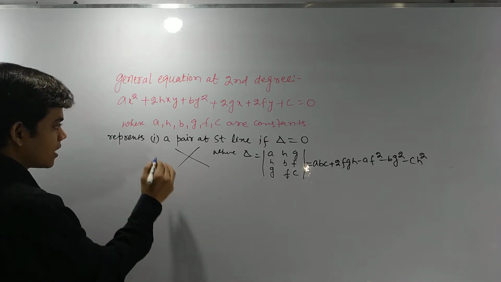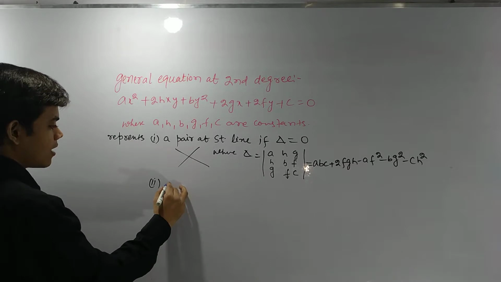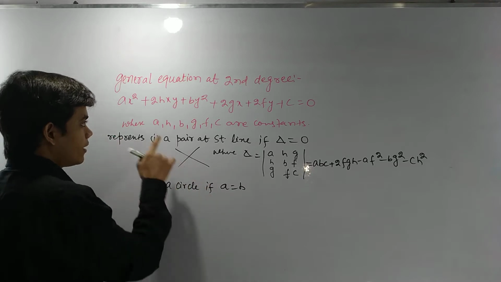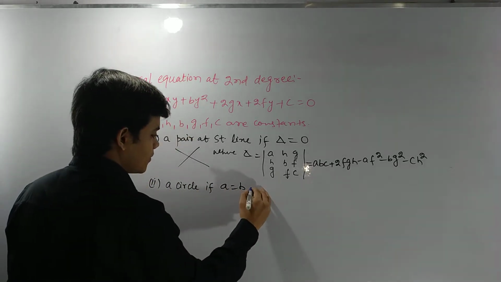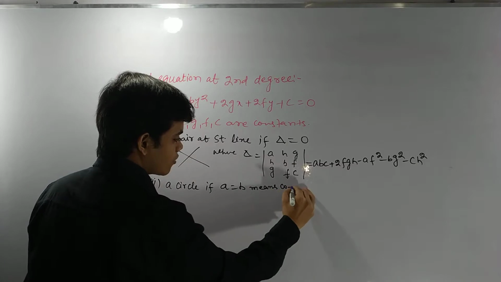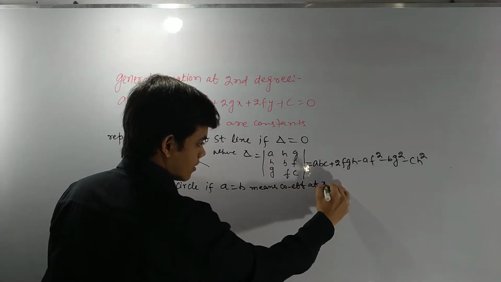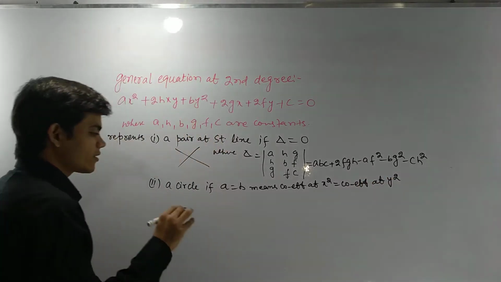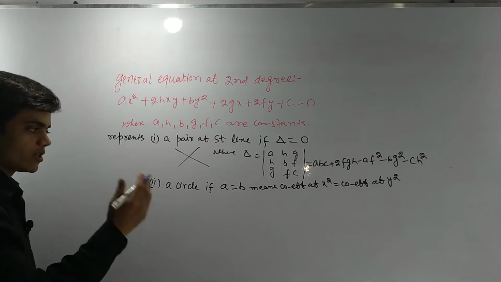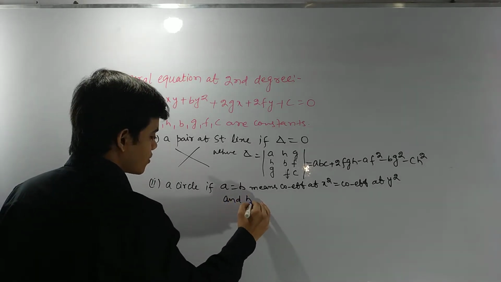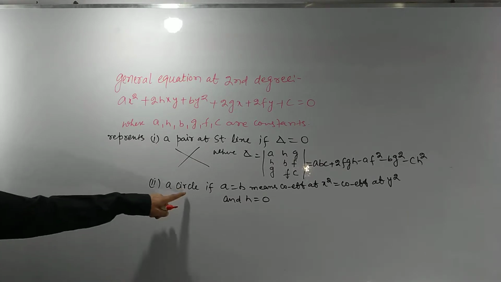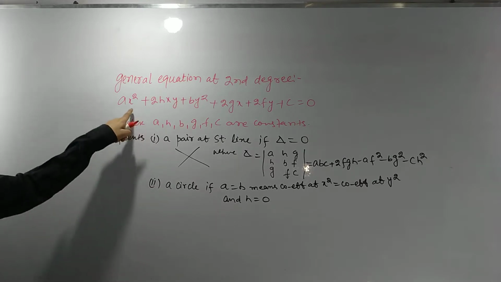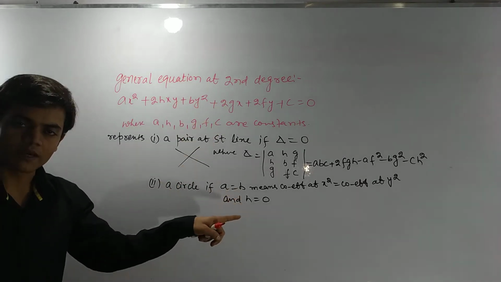The second, this equation represents a circle if A is equal to B. A is equal to B means the coefficient of x square is equal to the coefficient of y square, and h is equal to 0. Means in the equation of circle this term is not there. So this equation represents a circle if a is equal to b and h is equal to 0.